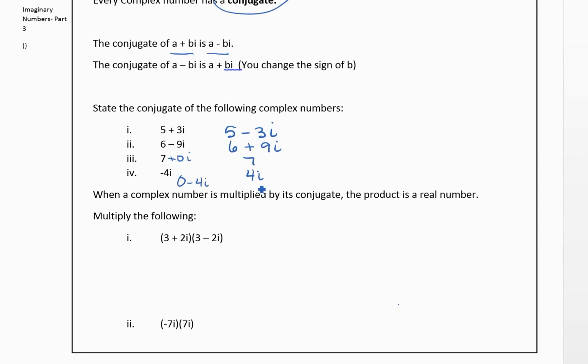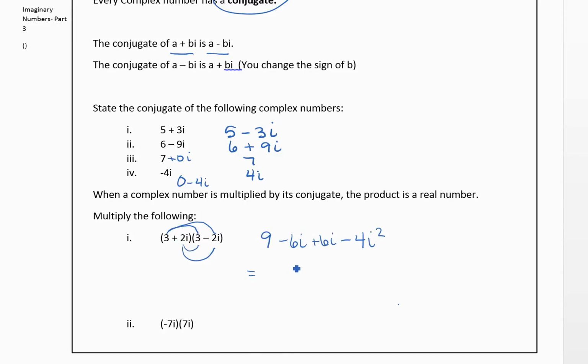Now, when we multiply a complex number by its conjugate, we get a real number. So let's see what happens here. We're going to multiply 3 plus 2i times 3 minus 2i. Our first terms are going to give us 9. Our outside terms give us minus 6i. Our inside terms give us plus 6i. And our last terms give us minus 4i squared.